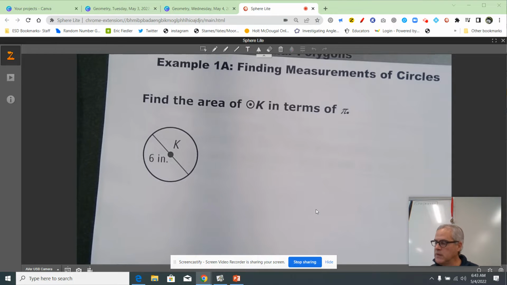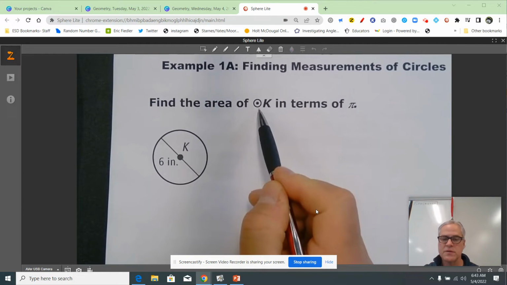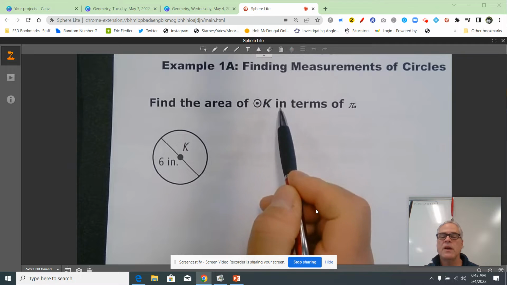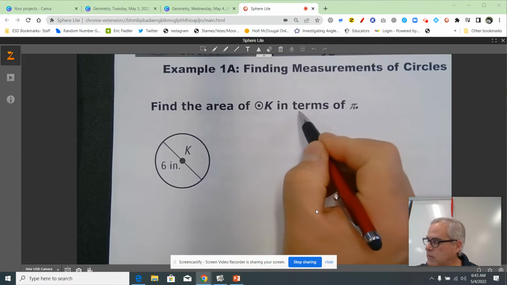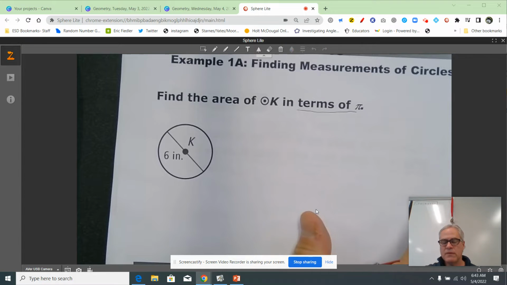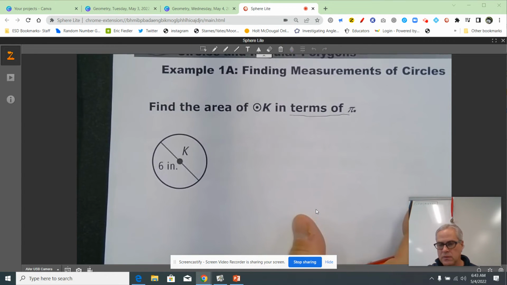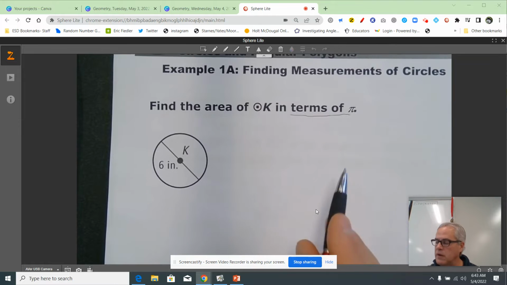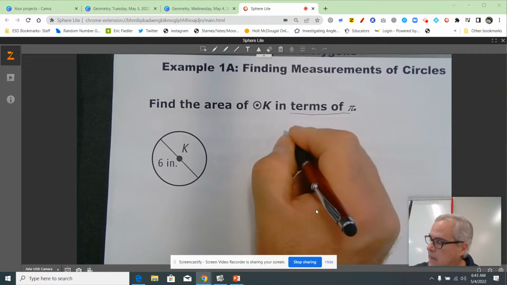All right, first question. So let's find the area of circle K. This is the circle symbol, which you may have guessed, in terms of pi. Now, when we say in terms of pi, that means it's okay to put pi in your answer. You don't have to approximate it on your calculator. You don't have to hit the pi button on your calculator when it says in terms of pi.